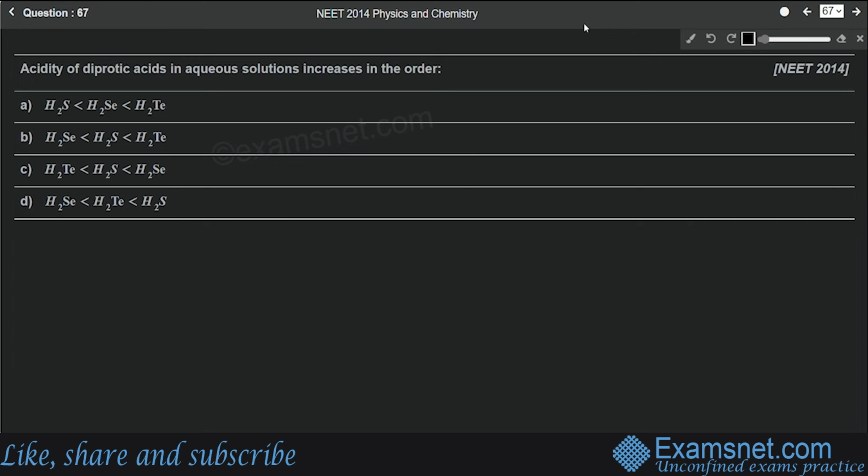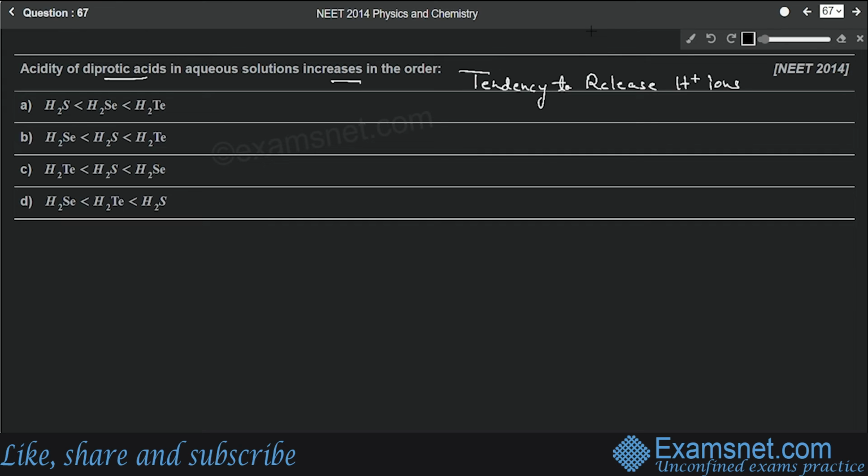Question number 67 is from the P block elements and the question is, acidity of diprotic acids in aqueous solutions increases in the order. So what is acidity? It is basically a tendency to release H plus ions. It is the measure of tendency to release H plus ions.